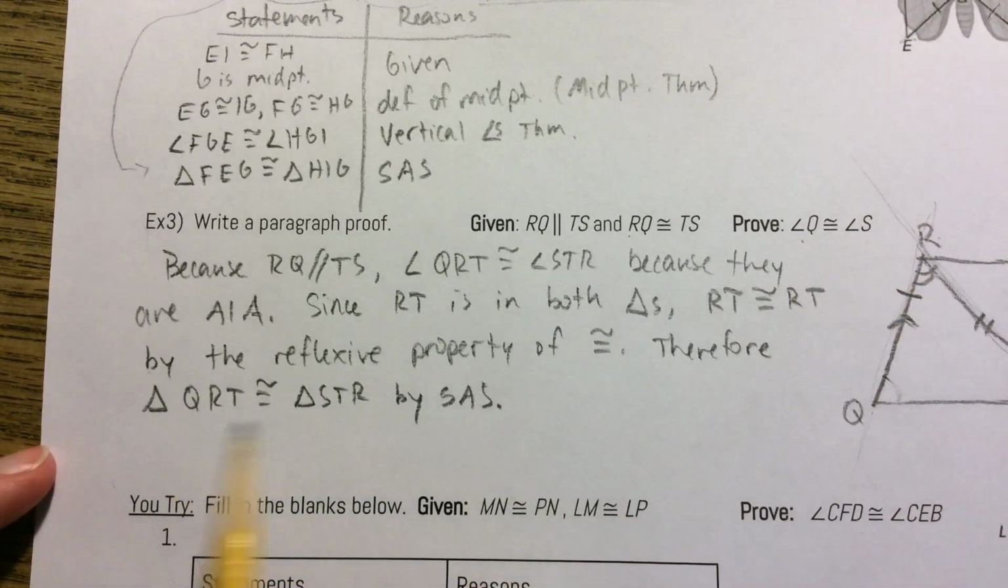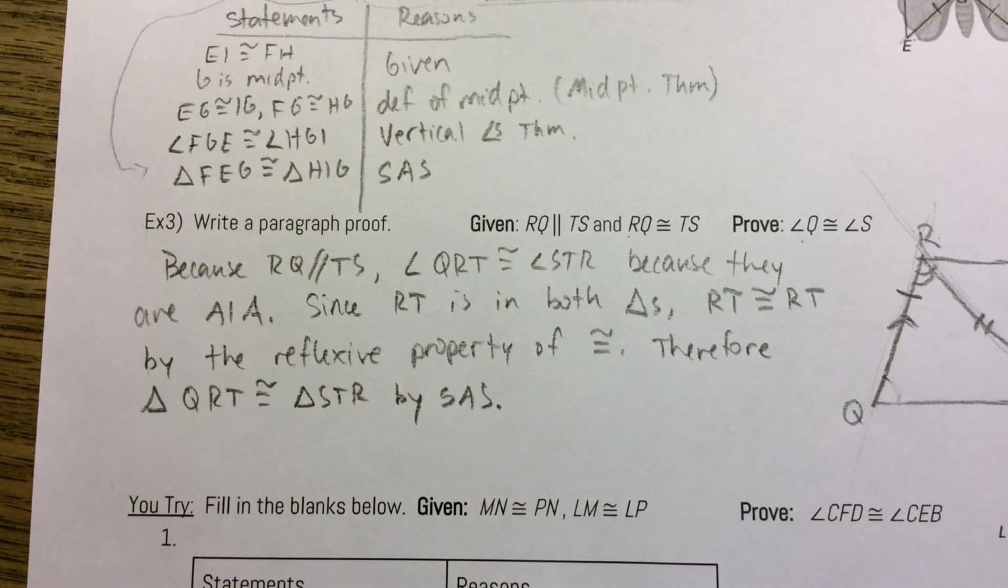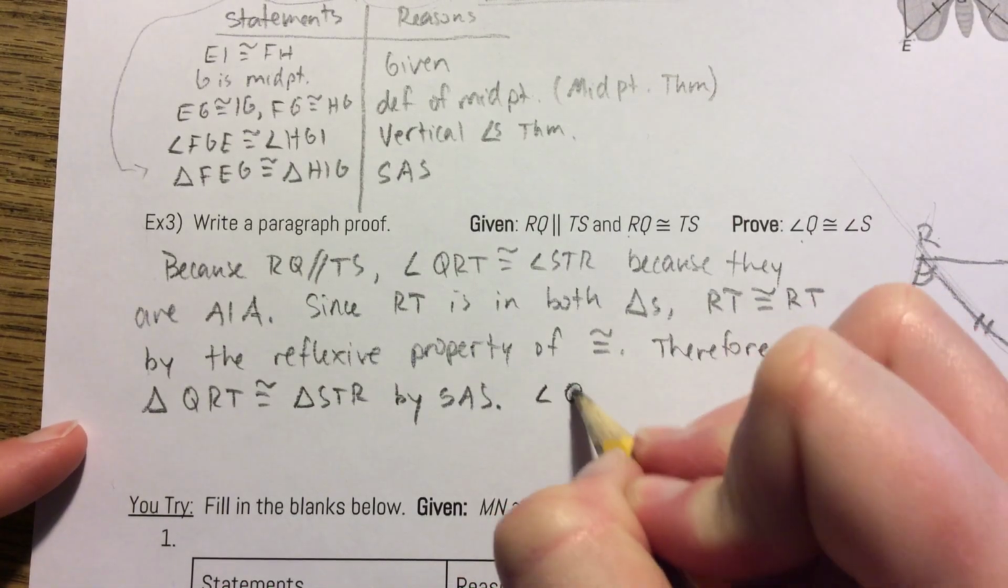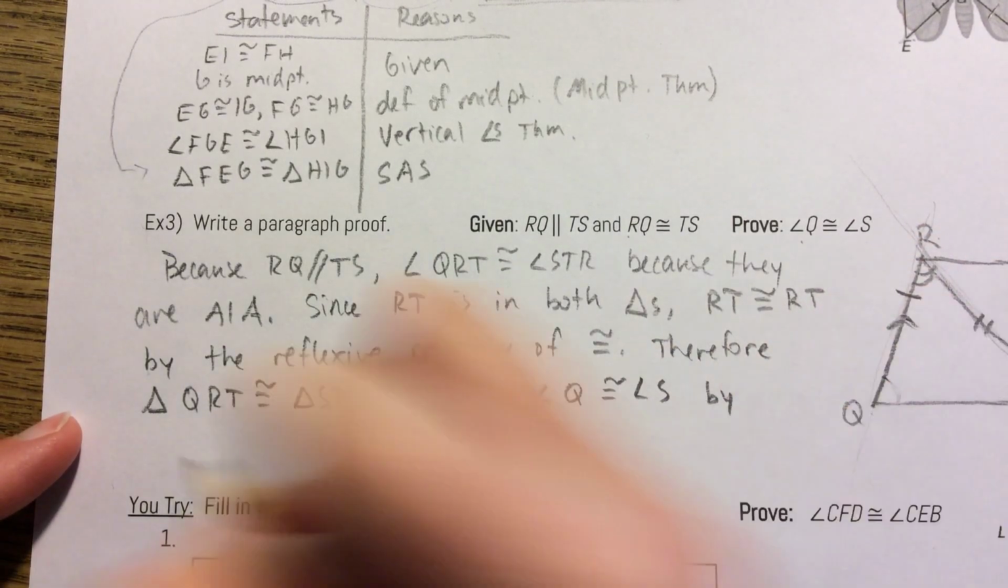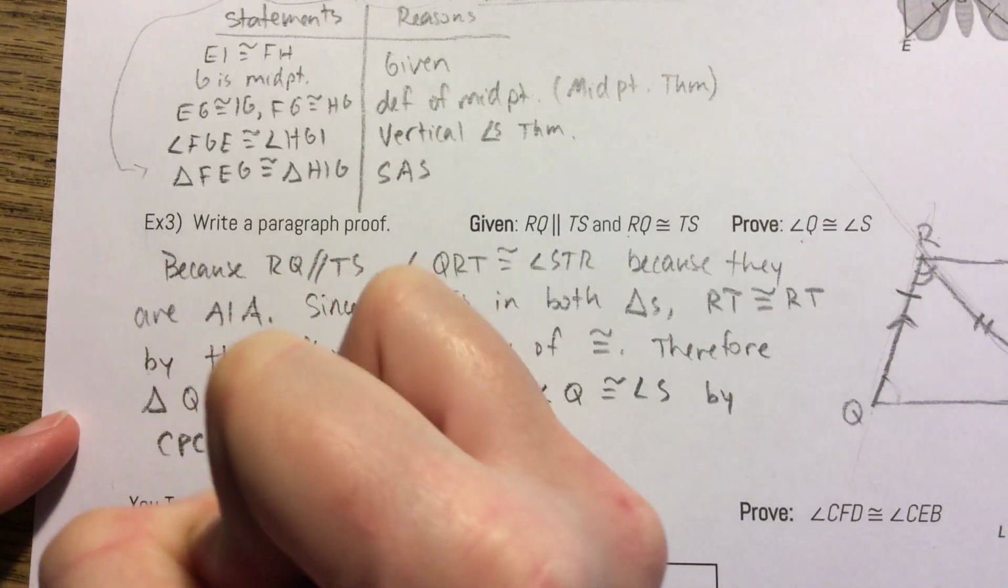So now, since we've said that these are congruent, we can use the CPCTC that is listed at the top of your page, which stands for congruent parts of congruent triangles are congruent. So that means once you prove that the two triangles are congruent, we can say that any corresponding parts in there are also congruent. So now I can say angle Q is congruent to angle S by CPCTC.